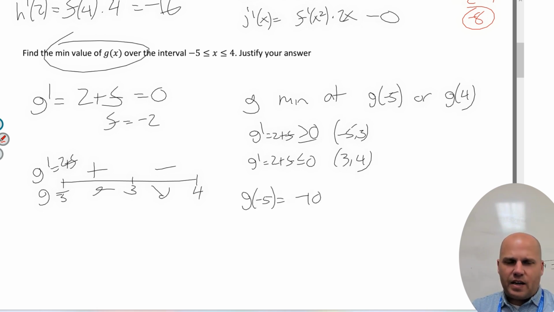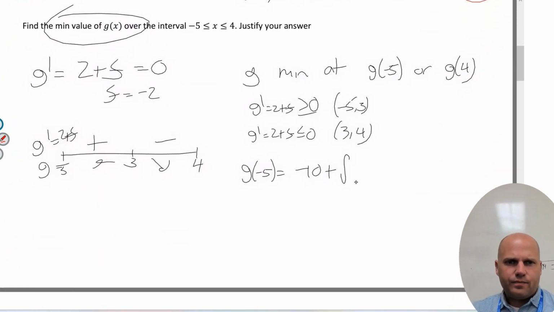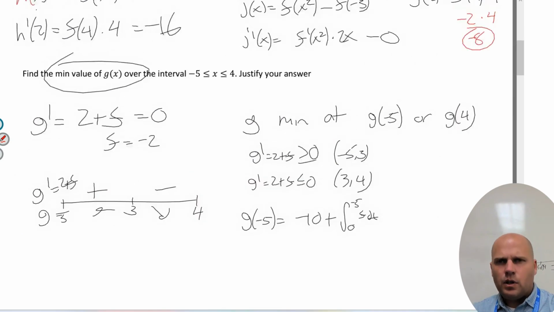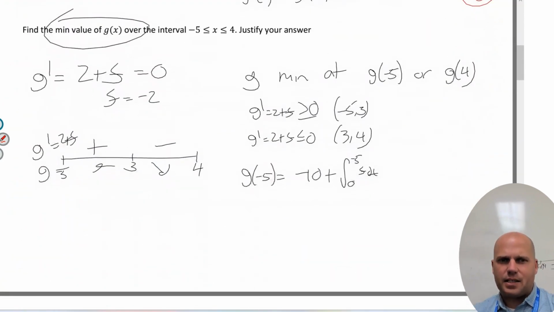That'll be -10 plus the accumulation from 0 to -5 of F. So 0 to -5. This is a +6. This is a +2. So it would be -8.